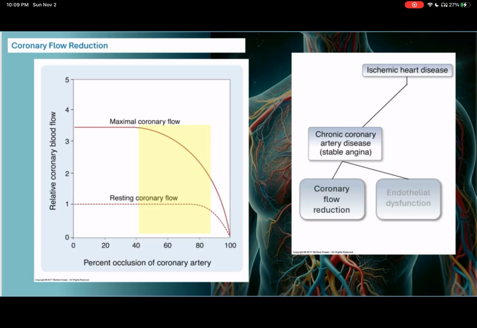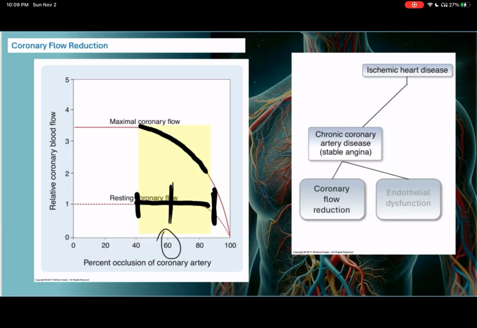Take a look at the highlighted window over here. So from about 40% to about 90% stenosis, we will observe the described effects. The resting flow remains unchanged for such a long window, so to speak, whereas the maximal flow, so maximal volume flowing through the coronary system, is being reduced more rapidly. So, for example, if your chronic coronary artery disease progressed to reduce your artery lumen by about 60%, so we are over here, okay?